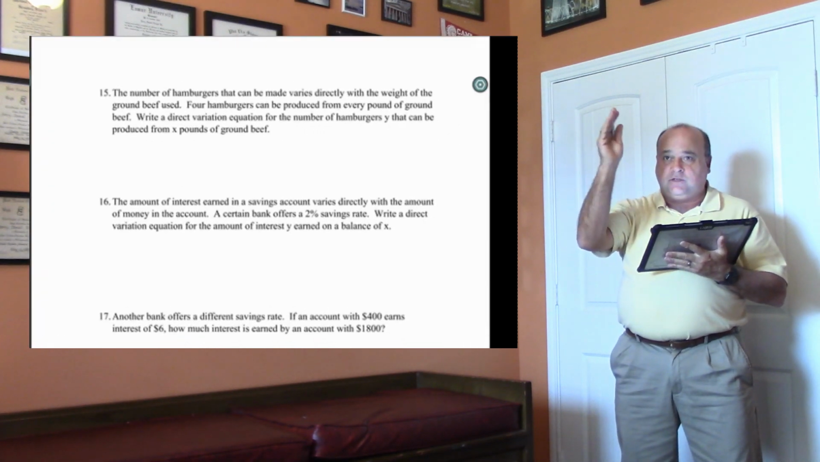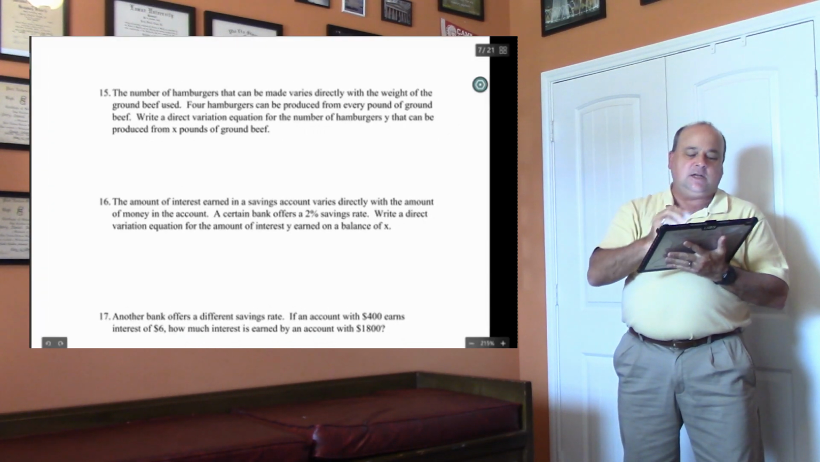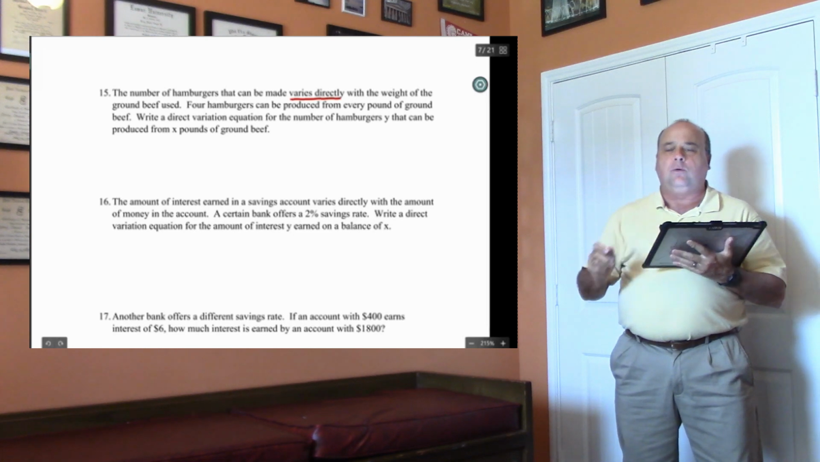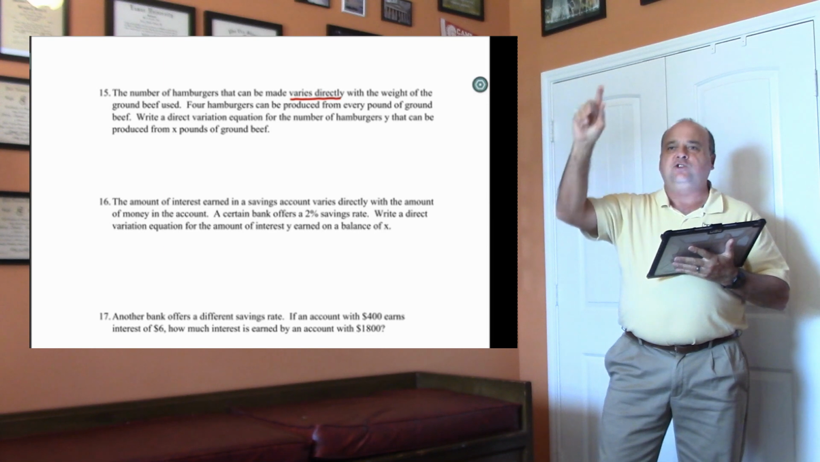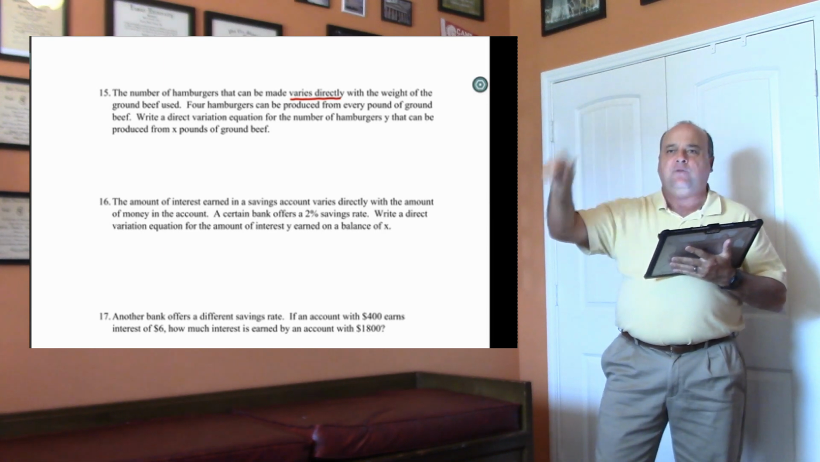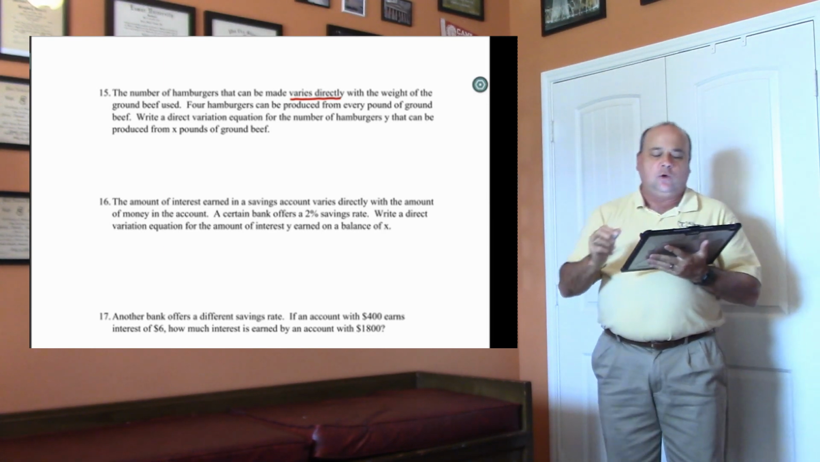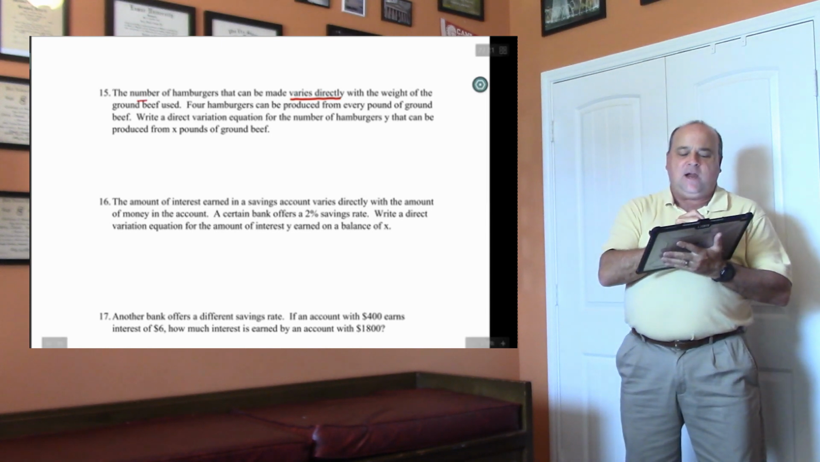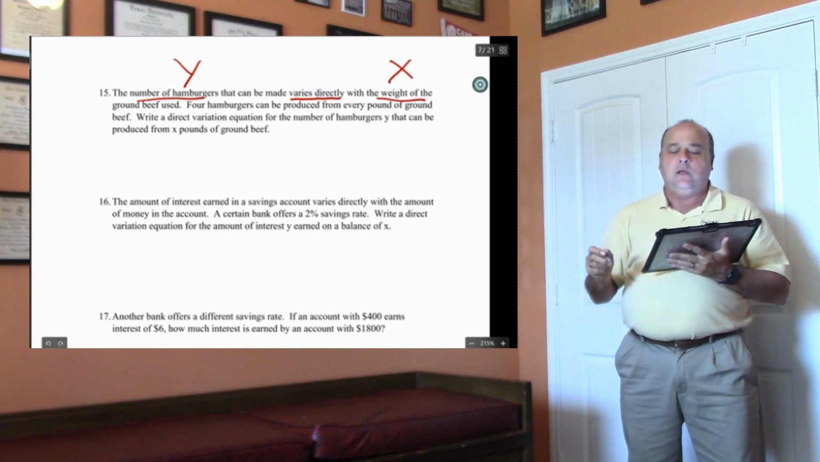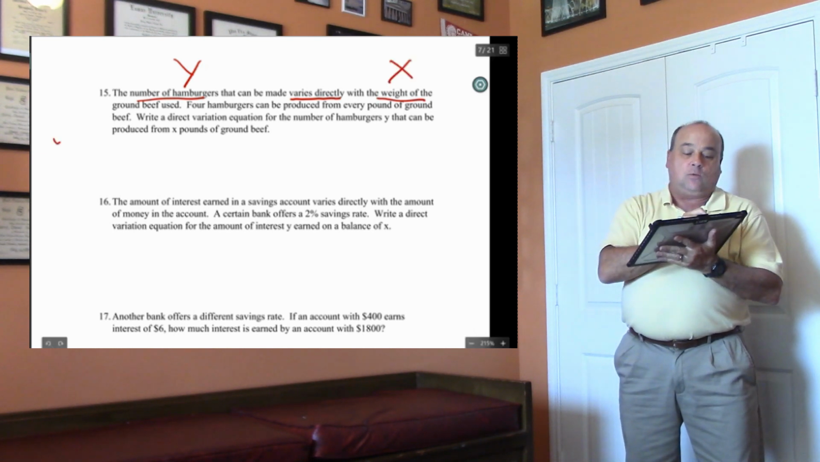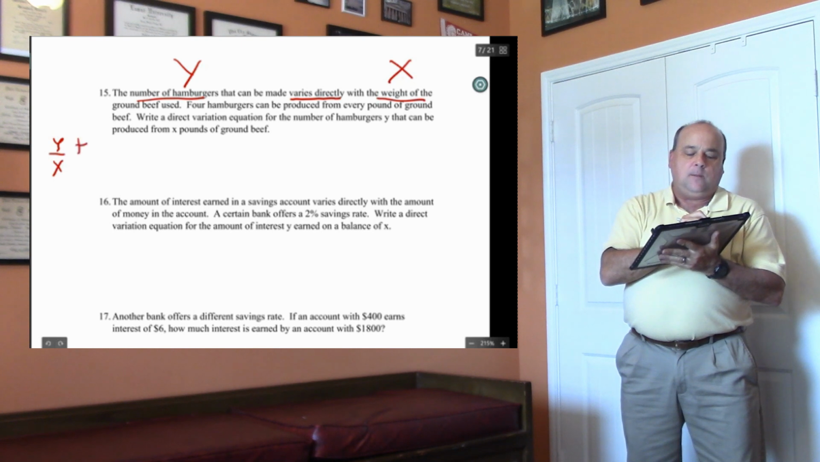Okay, this is important here, so make sure you're paying attention. Underline varies directly. What did I just say over and over? Y varies directly with x. So read this problem. The number of hamburgers, that's our y, varies directly with the weight of the ground beef, that's our x. So our y over x, write that down, will be the number of hamburgers, and I'm going to abbreviate, over the weight.